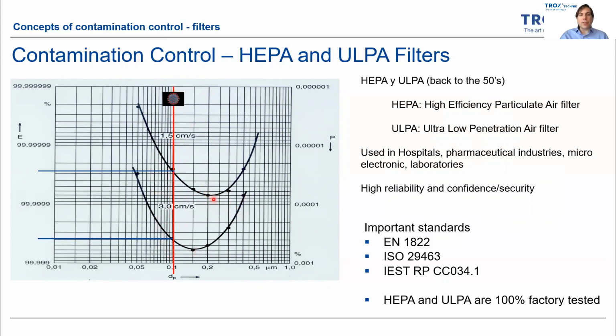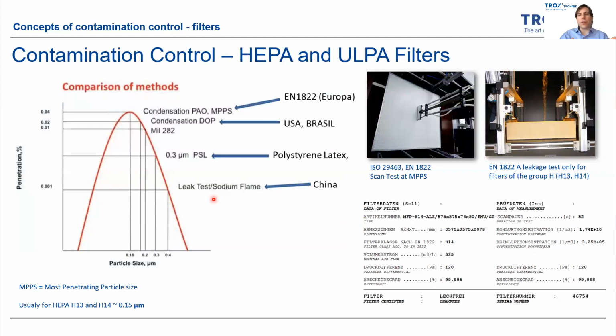But now we have different standards, and what happens with the different standards? In these different standards, they use different methods to test the filter. So the European standard and the ISO standard test the filter at the most penetrating particle size. So you challenge the filter at the point that you know it has the worst efficiency. So you have to identify the MPPS, you test the filter at that size, and then for anything bigger or smaller than this particle, you know already that your efficiency is higher.